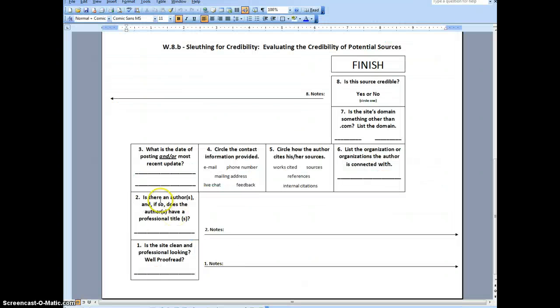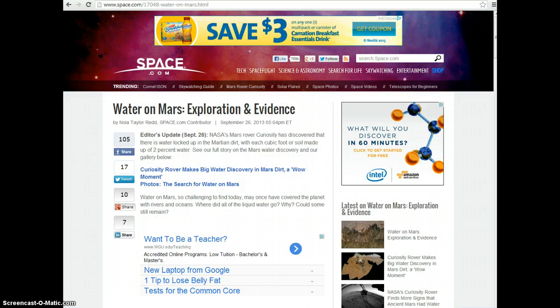If I go back over here, it says, is there an author, and if so, does that author have a professional title? Well, there is an author, Taylor Red, and it says that Taylor is a space.com contributor. Now, we don't know, though, and you can't click on Taylor Red to find out, does that person have a degree? Do they have a doctorate? Are they a scientist? We really don't know that much about the person.